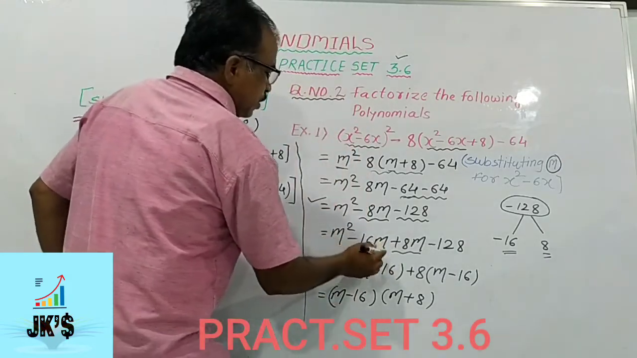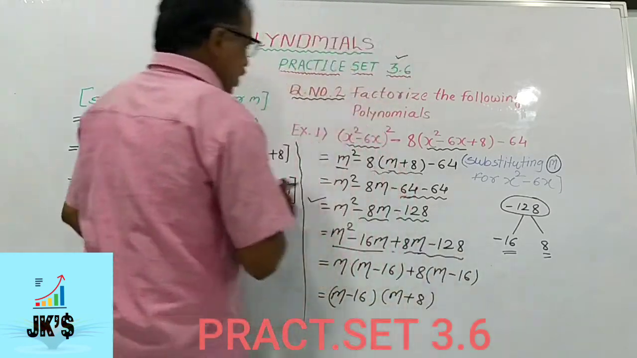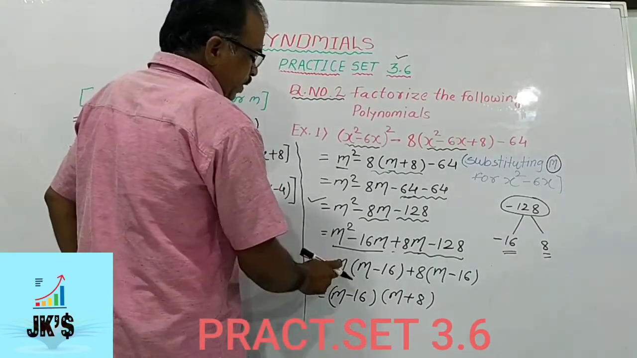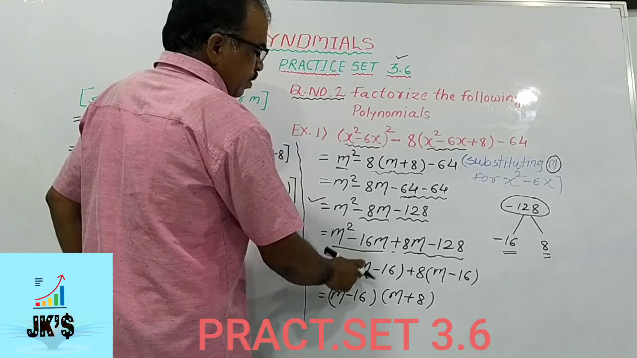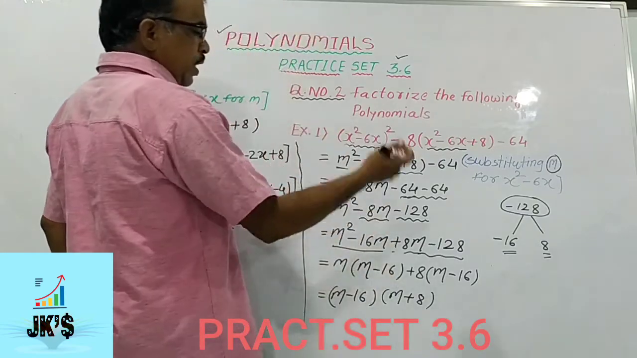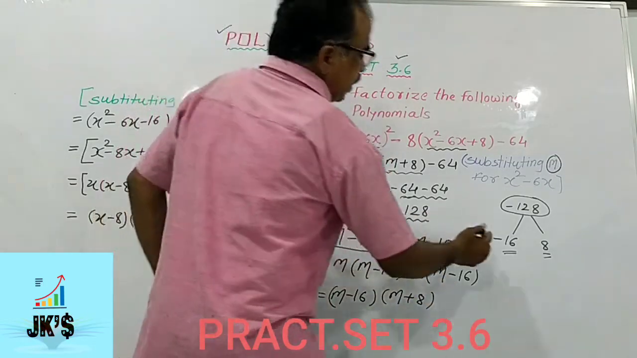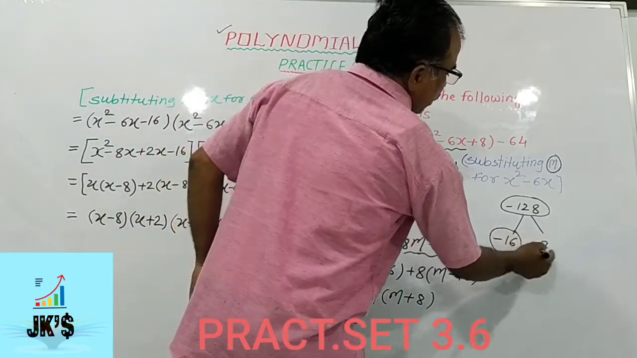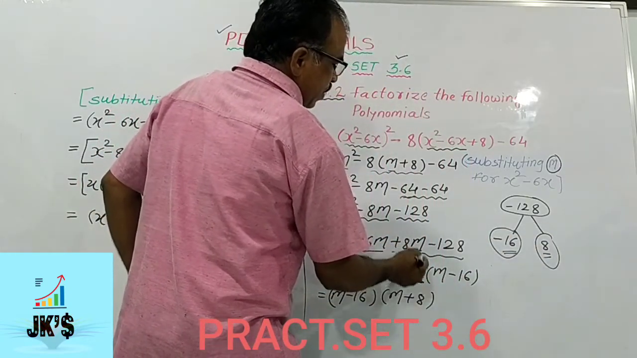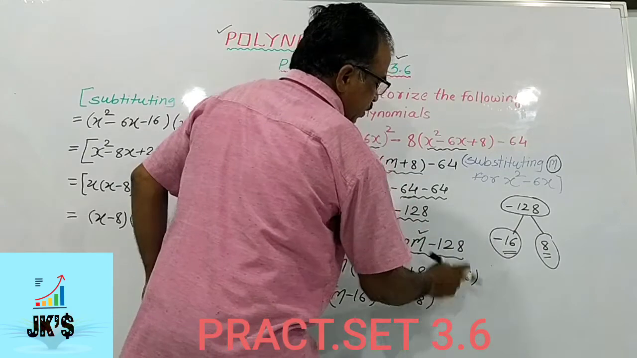Now take these first two terms and these last two terms. In m square minus 16m, m is taken common. From m square, m is taken, then m remains. From minus 16m, m is taken common, minus 16 is there. Similarly, this 8m minus 128. Minus 128 is written as minus 16 into 8. So plus 8 is taken common. Here m and minus 16.